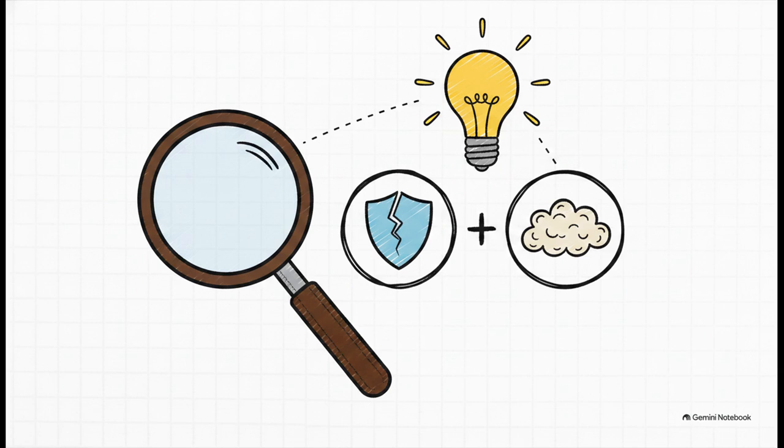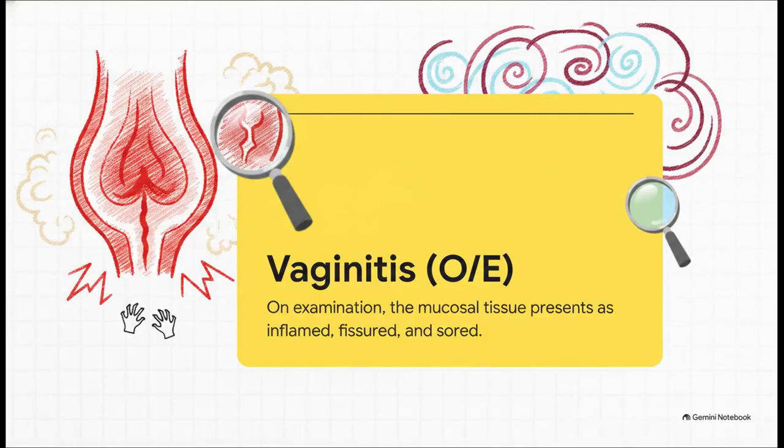A lot of the classic textbooks call this a cottage cheese-like appearance, and honestly, it is a massive flashing neon sign for candidiasis. When you actually proceed to the physical examination, or OE as you'll see in the source notes, you're going to observe signs of vaginitis.